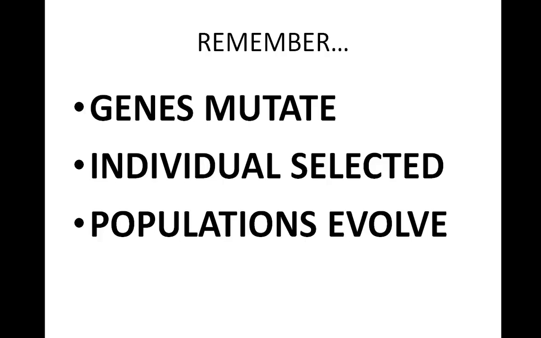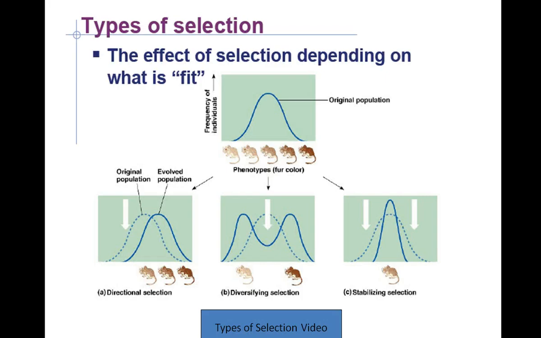Here's Biology, third quarter review, part 4. Types of selection. There are 3 types of selection you should be familiar with and be able to describe if given an example.